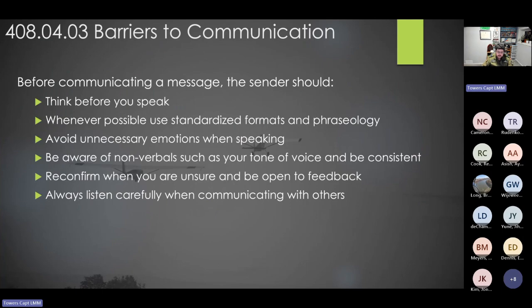Okay, before communicating a message, the sender should think before you speak. Whenever possible, try to use standardized formats and phraseology. Avoid unnecessary emotions when speaking. Be aware of nonverbals, such as your tone of voice, and be consistent. Reconfirm when you are unsure and be open to feedback. And always listen carefully when communicating with others.